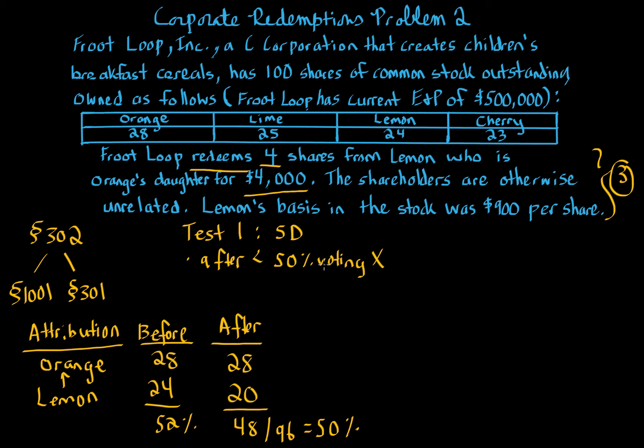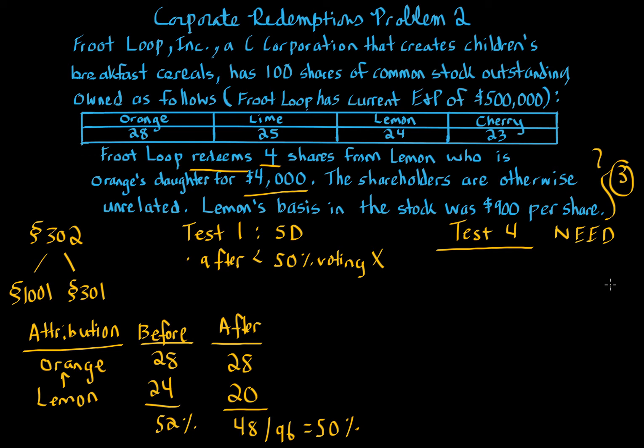Test 2 also fails because in order to have complete termination, even holding aside the issue of family attribution waiver, the direct ownership by Lemon has to be 0, which is not the case. So test 2 fails, complete termination. Test 3, partial liquidation, not here, nothing in the facts to suggest partial liquidation. Okay, so then we go to test 4. Test 4 is not essentially equivalent to a dividend, NEED.